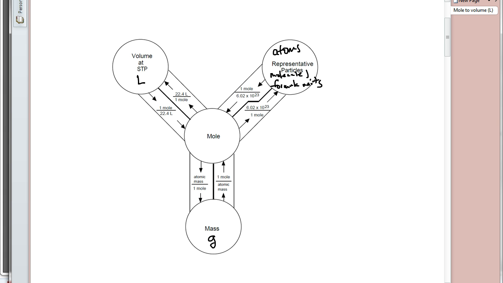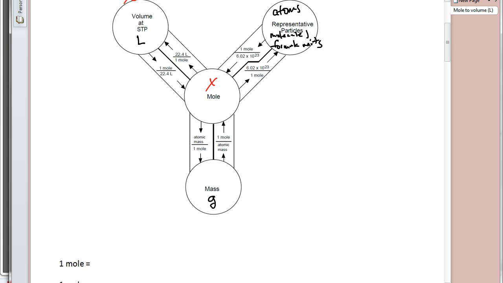Okay? So today we're going to be talking about this portion of the mole road map. We're going to be going from either moles up to liters, or from liters down to moles. And so that's essentially what's happening today. So scroll down here a little bit.